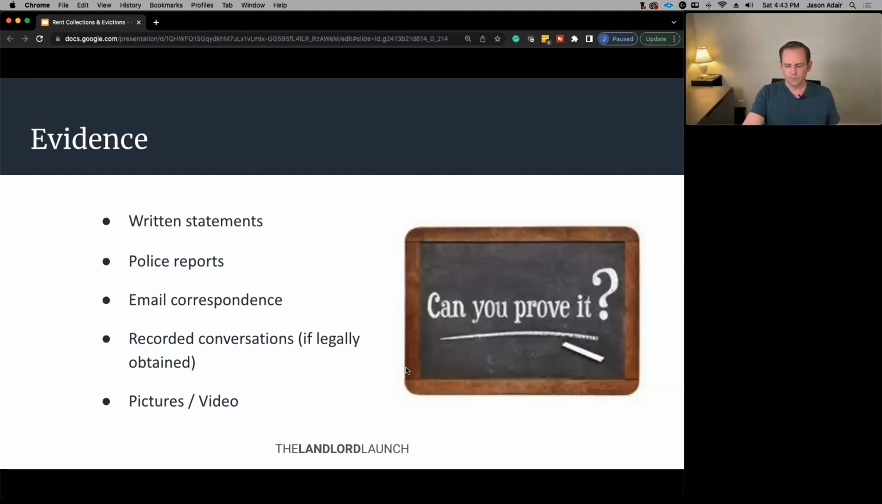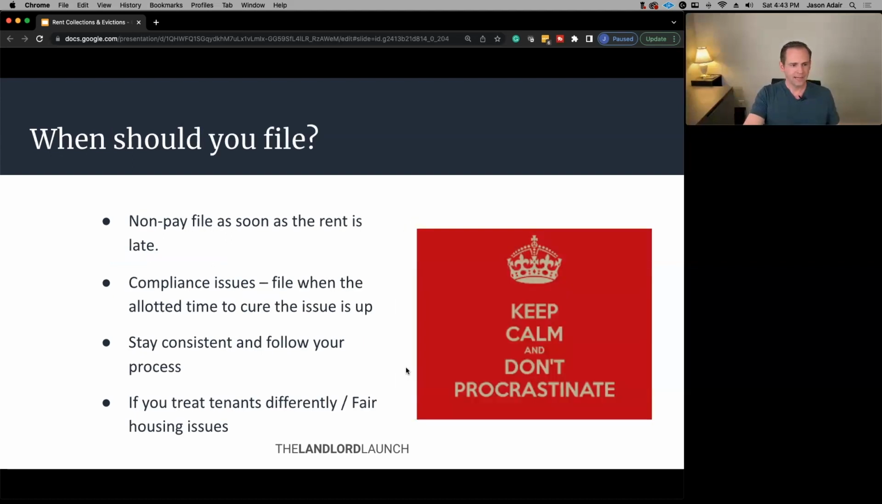So evidence is great. Back up what you're saying. Okay, so when should you file? As soon as you can. I mean, if they're not going to be a good tenant, if they're not going to follow the provisions of your lease, if they're not going to pay you rent, you need to get them out. Non-pay, as soon as the rent is late, get them out. Compliance issues, when you've given them the notice to comply, and they haven't complied within the time frame, and you have your evidence, and you've given them the 30-day notice to leave, and they're still there and they haven't complied, get them out as soon as possible.